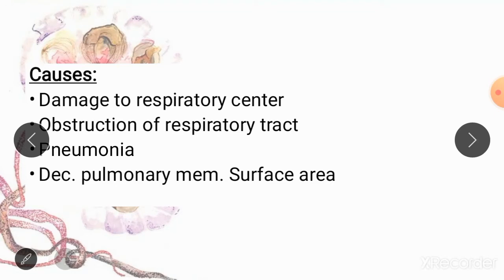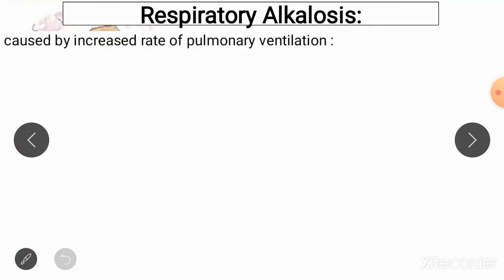And whenever there is destruction of pulmonary membrane and there is reduced surface area of the alveoli, this can also lead to respiratory acidosis, such as in case of emphysema or bronchiectasis or any other disease which can be due to smoking or any other hazard. So all of these conditions which disturb your respiratory system are going to lead to respiratory acidosis. Then there can be respiratory alkalosis.